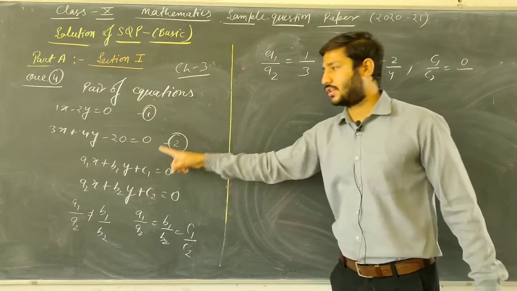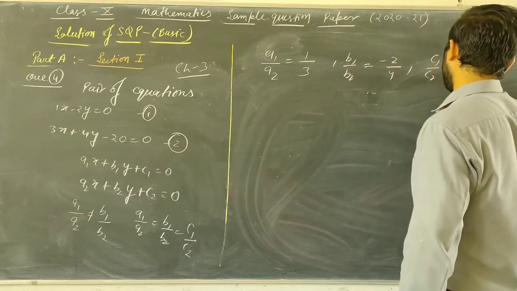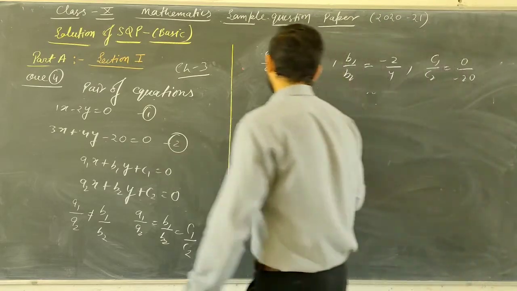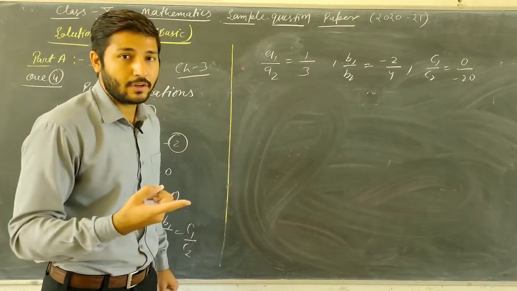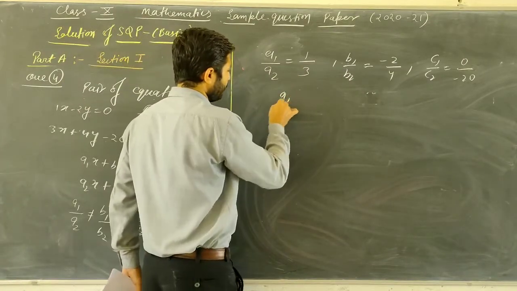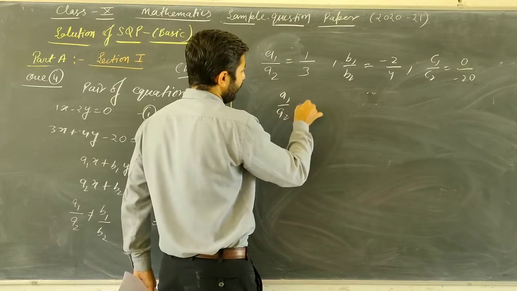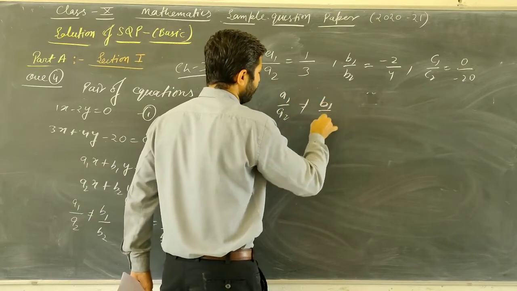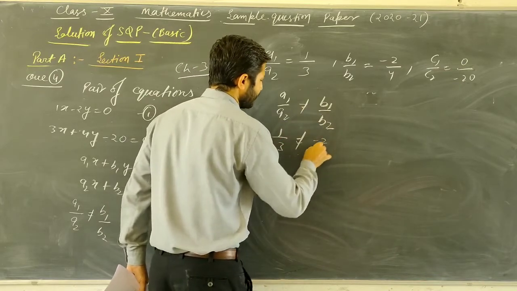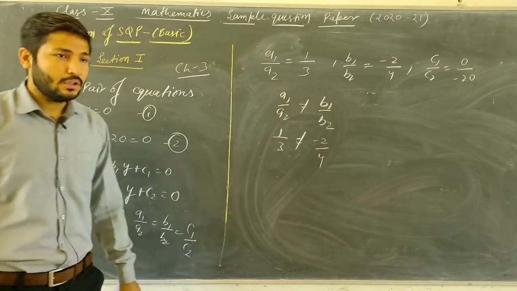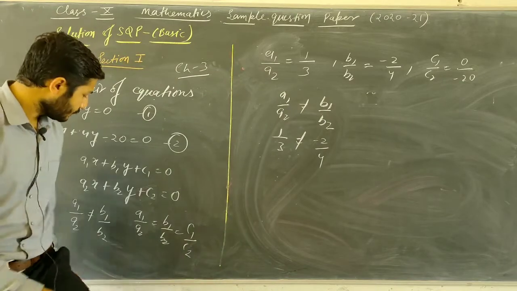And for the next equation, that is -20, place here -20. Now look this side, the value of a1 upon a2 is equals to b1 upon b2? No, a1 upon a2 is not equals to b1 upon b2. How can 1 upon 3 be equals to minus 2 upon 4? So this is the condition for consistent.